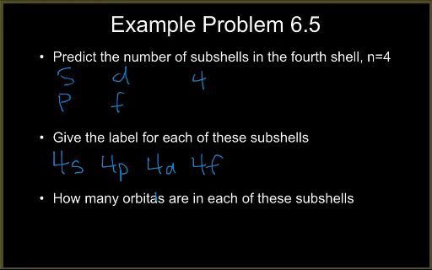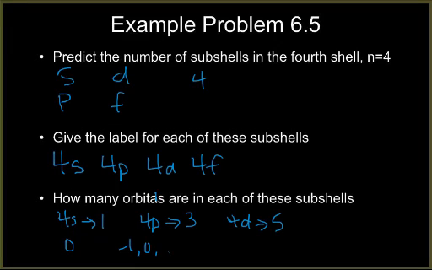And then how many orbitals are in each of these subshells? That's how many orientations. So the 4s has 1 orientation, which we would designate with a 0. The 4p has 3 orientations, which we would notate with -1, 0, +1. The 4d has 5, so we would go -2, -1, 0, 1, 2, and the 4f has 7 orientations, which is -3, -2, -1, 0, 1, 2, and 3.